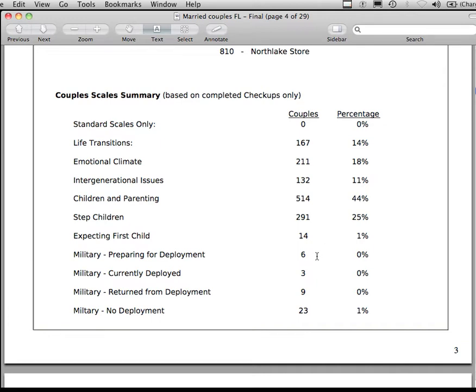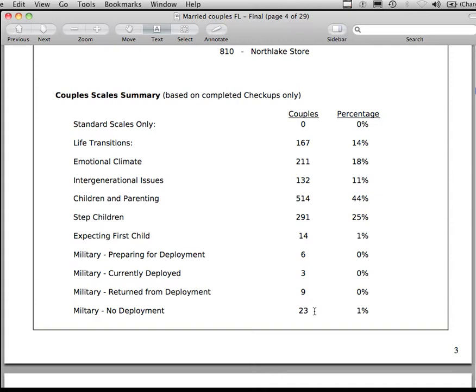And you can see 6 couples were preparing for deployment, 3 were currently deployed. So in these cases, a spouse entered into this community-wide initiative and must have had their deployed spouse take the checkup from wherever they were, which, because it's online, is very possible to do. 9 of the couples indicated they were recently reunited after deployment, and 23 of the couples said they were active in the military, but deployment was not one of the current issues in their relationship.